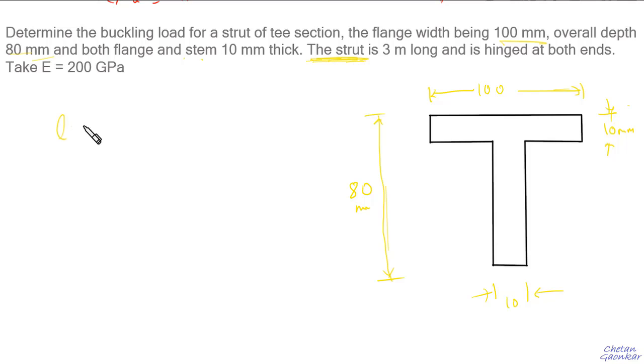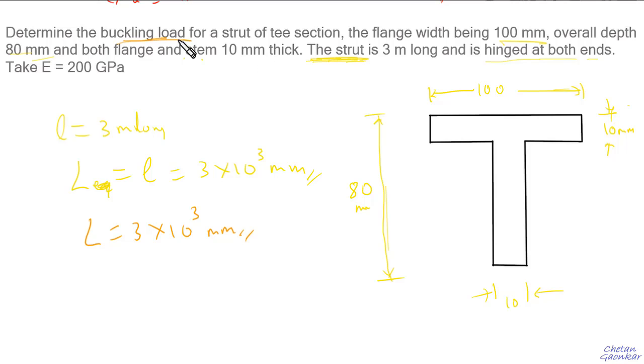So basically here the L is 3 meter long, and is again hinged at both the ends. So that means the equivalent length L will be equal to L itself. So that will be 3 multiplied by 10 to the power 3 mm. So this is what we get, that L will be 3 multiplied by 10 to the power 3 mm. We have got what is L. Alright, the dimensions of this T section is given to us, and we need to find the buckling load.